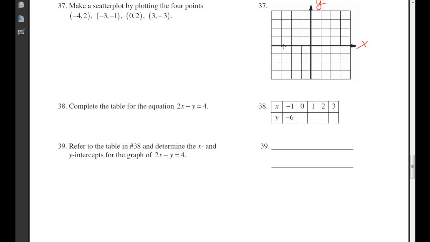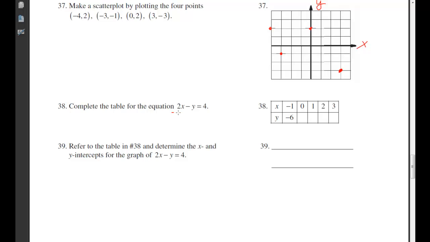Okay, now we are going to make a scatter plot. Let's label the x and y coordinate axes and then just plot the points. Remember, our first coordinate is x and our second is y. So here are our 4 points. That should be review for you.